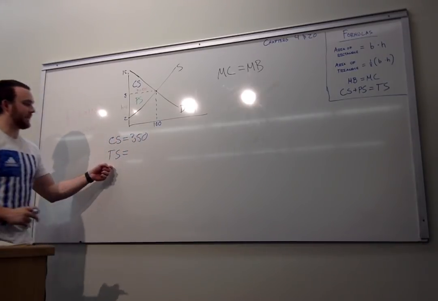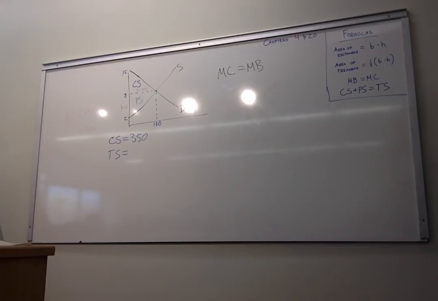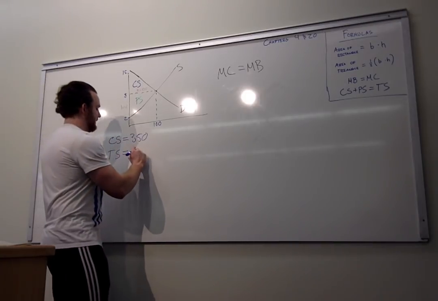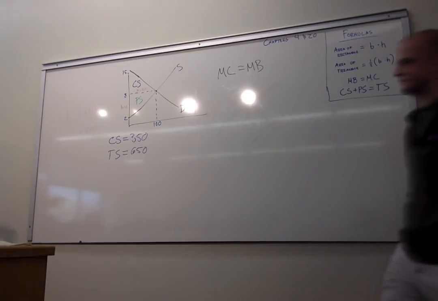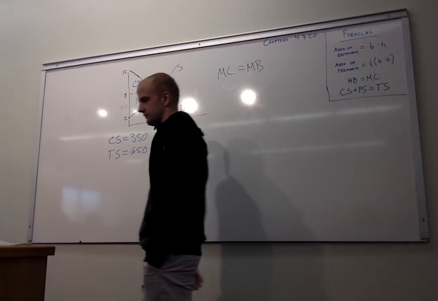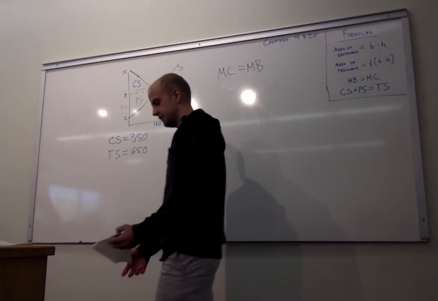Okay, anybody lost on how they got total surplus? Everybody good? You just add consumer and producer surplus, and that gives you your total. Awesome. Now Tanner is going to talk about efficiency, and we're going to start getting into taxes and all that fun stuff.